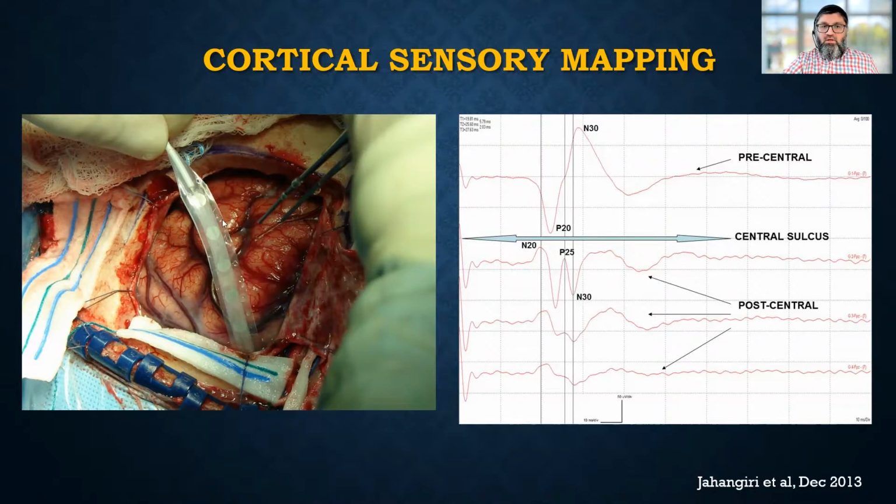These contacts are embedded in silicon, and one side is exposed and one side is covered. So the exposed part should always be touching the cortex. If the exposed part is facing the surgeon on the other side, then it will be all noise and you will not see anything. Depending on the manufacturer, you can have numbers 1, 2, 3, 4, and sometimes you don't have the number. The tip is always 1, and the most proximal is the last number.